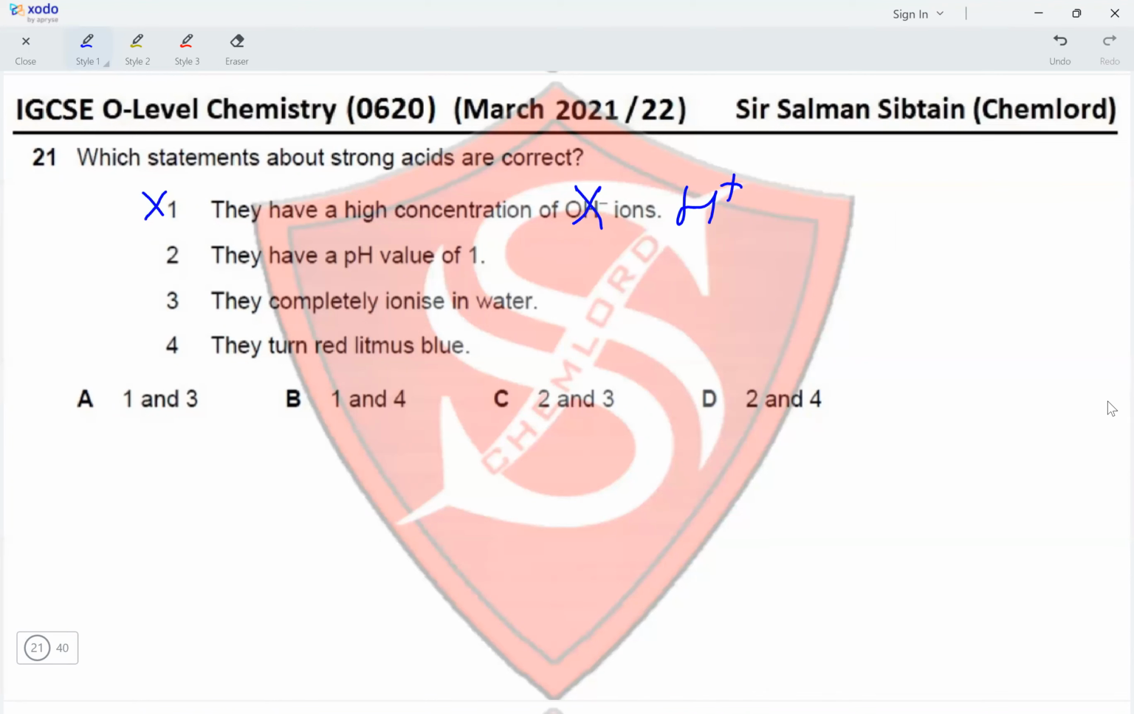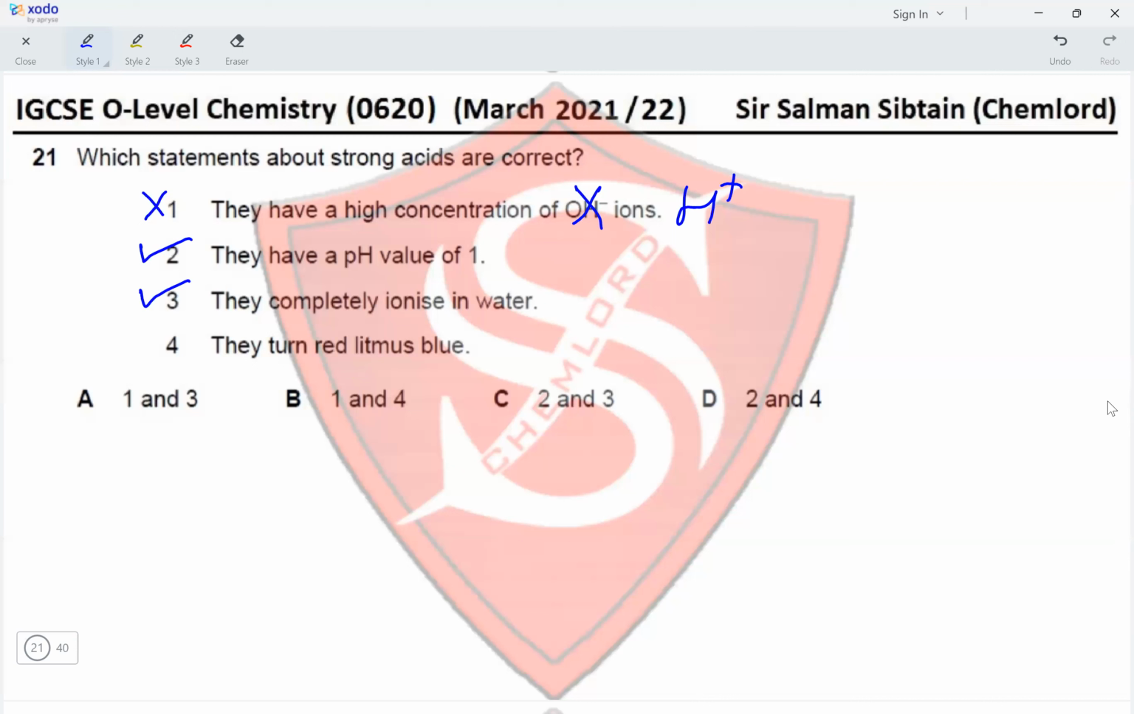Statement 2, they have a pH value of 1. Yes, strong acids do have a pH value of 1. They could have a pH value of 2 or 0 as well, because a strong acid would have a very low value of pH. So this statement is correct. Next, they completely ionize in water. Yes, strong acids are defined as acids that are completely ionized in aqueous solution. So statement 3 is correct as well.